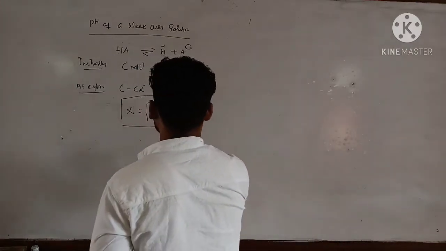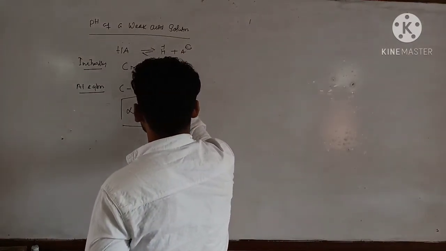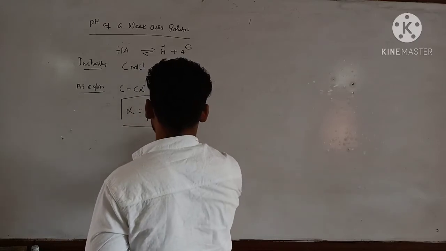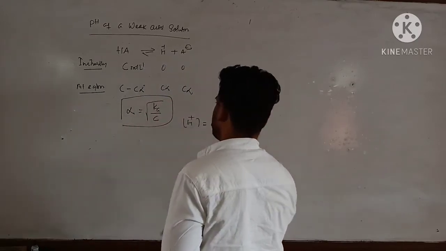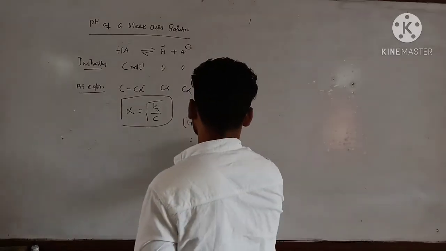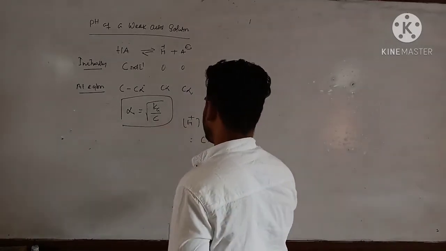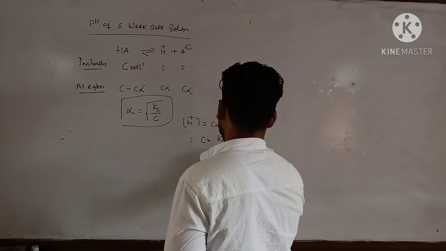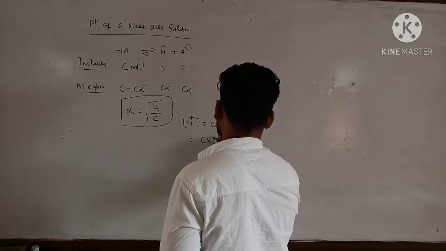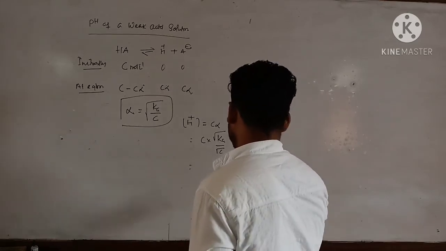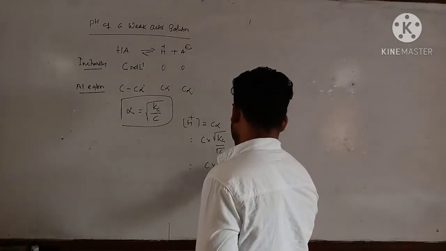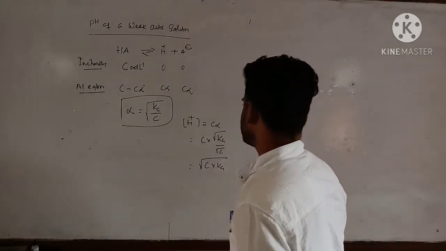Clear? So if I need to calculate the concentration of H plus at equilibrium, then this H plus ion concentration is C alpha. So can I write C into, what is the value of alpha over here? Root of Ka upon C. So that will be C into root Ka upon C, which is root of C into Ka.